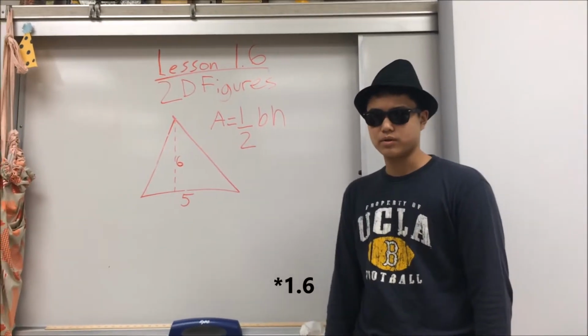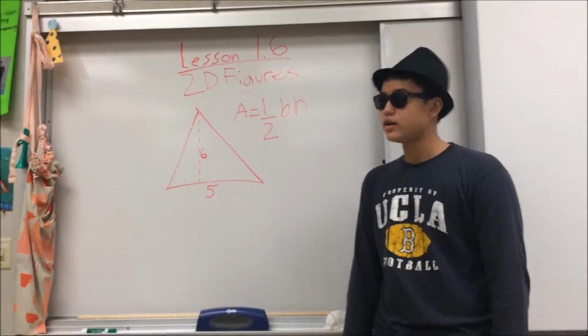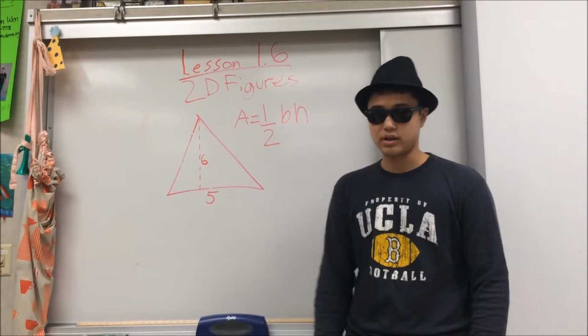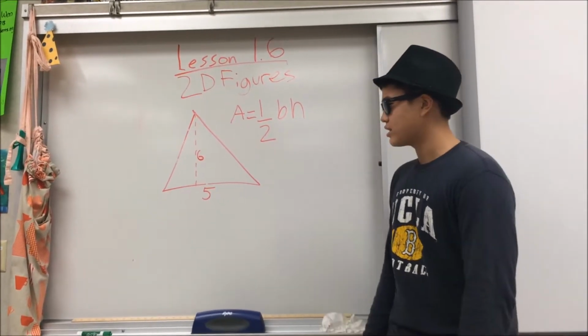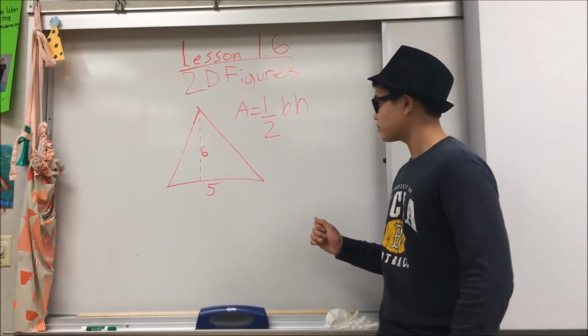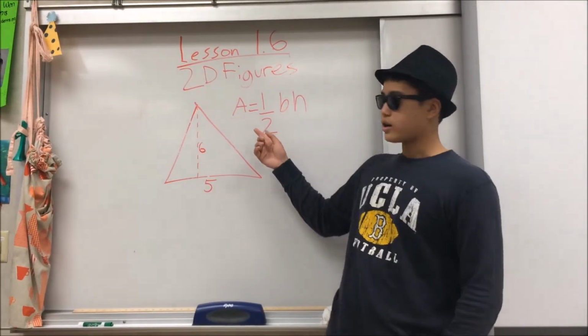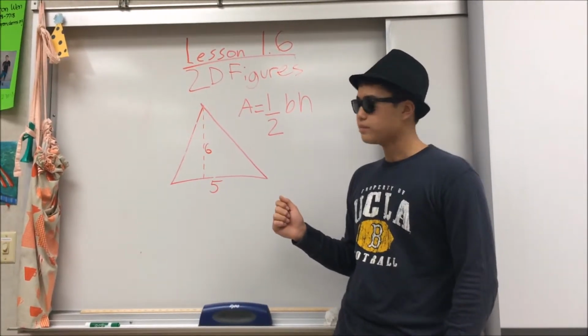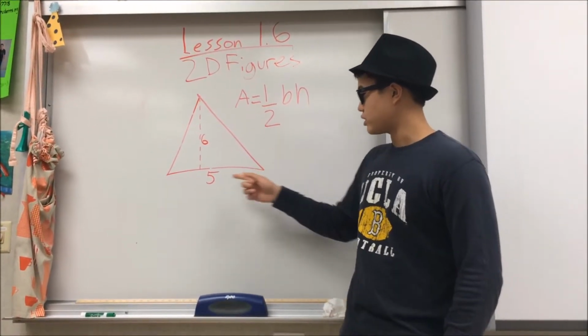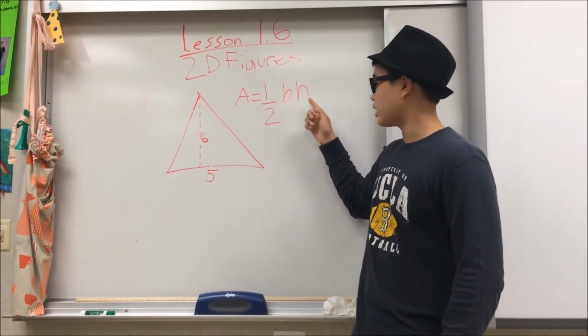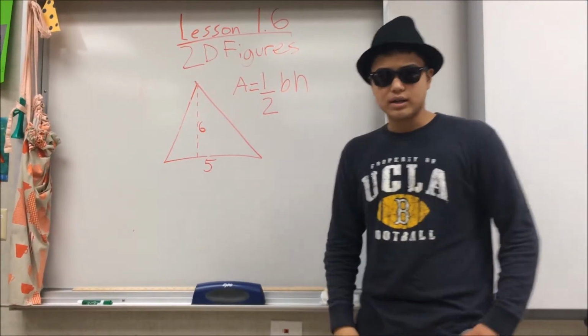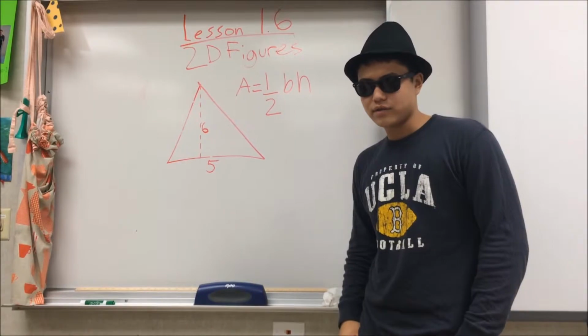Also, for lesson 6.1, you can find out the area of any 2D figure using their respective formula. For this example, we're going to be using a triangle. The formula we're using is area equals 1/2 base times height. You plug in the base, which is 5, and then you plug in the height, which is 6. Now, why don't you go ahead and figure that out for me?